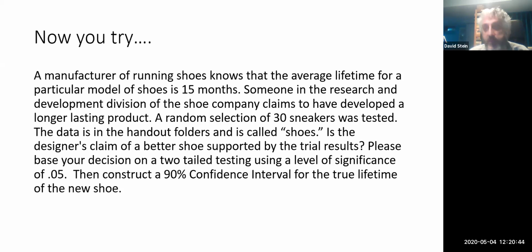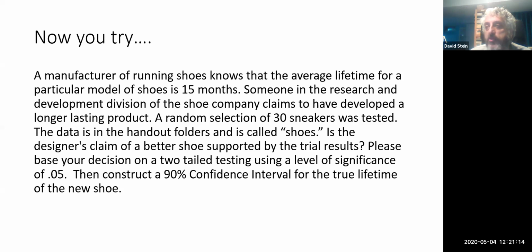Okay. The data's in the handout folder. It's called shoes. It's like before, it's an Excel file, so you need to get it into some sort of statistics program. I mean, another thing, if you want to use your calculator, look at the Excel file and type the numbers into a list on the calculator, and that'll work too. That's just 30 numbers you need to type in. Okay, and so we want to know is his claim of a better shoe supported?